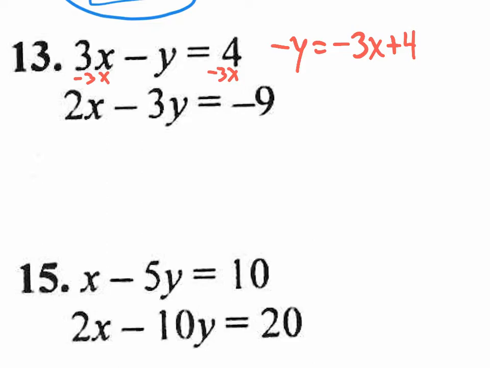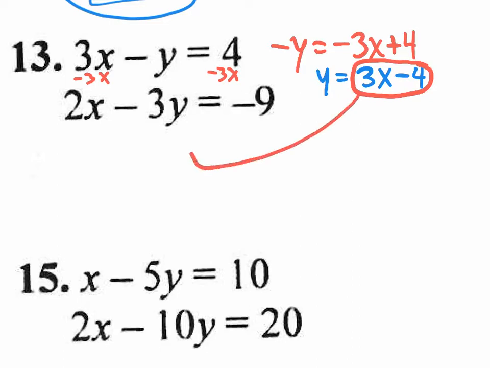If you multiply everything by negative 1, you'll get y equaling positive 3x minus 4. Change all the signs. That was step 1, picking an equation and getting y by itself, or x, depends on what you choose to do. So the next step is to substitute this variable expression, 3x minus 4, into the equation you have not used. So you're going to plug it into the bottom equation into the y position.